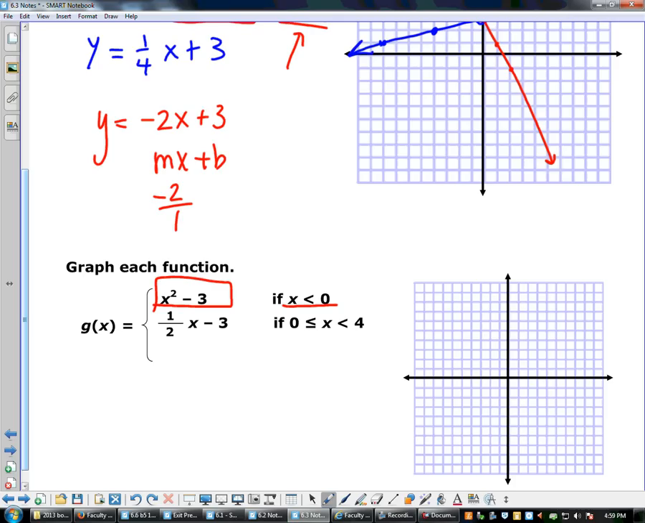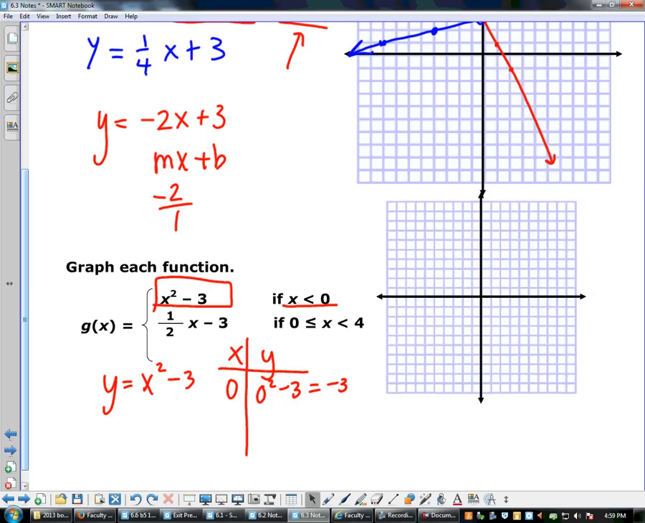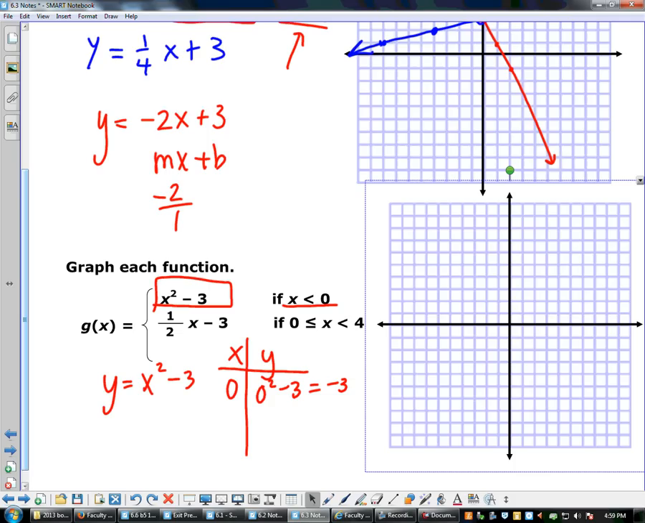It is just like the parent function f of x, but it was shifted down 3 units, if that would help. Again, another option we always have, you can pick some x's and you can pick some y's of what this might be if you think of this as y equals. And I could put in 0, and that would be 0 squared minus 3, or -3. So my first point is 0, -3. Let's maybe make this graph a little bit bigger for us. And I'm going to put it right there, 0, -3.